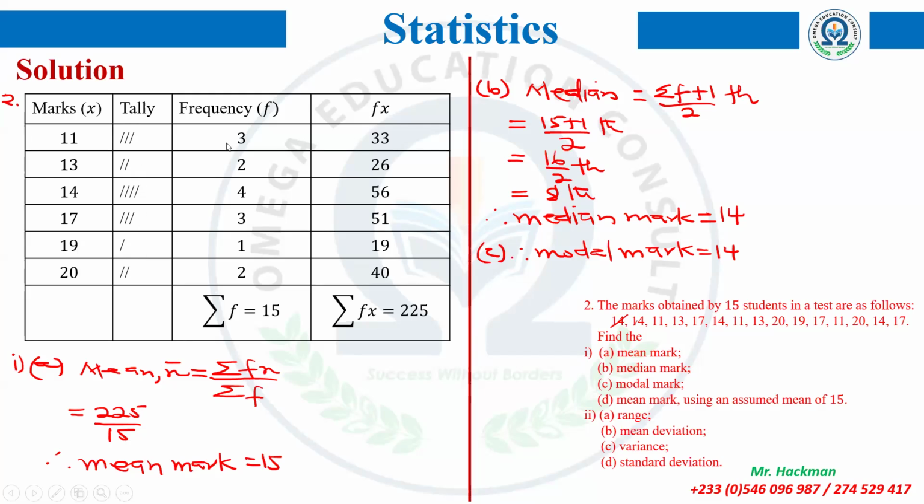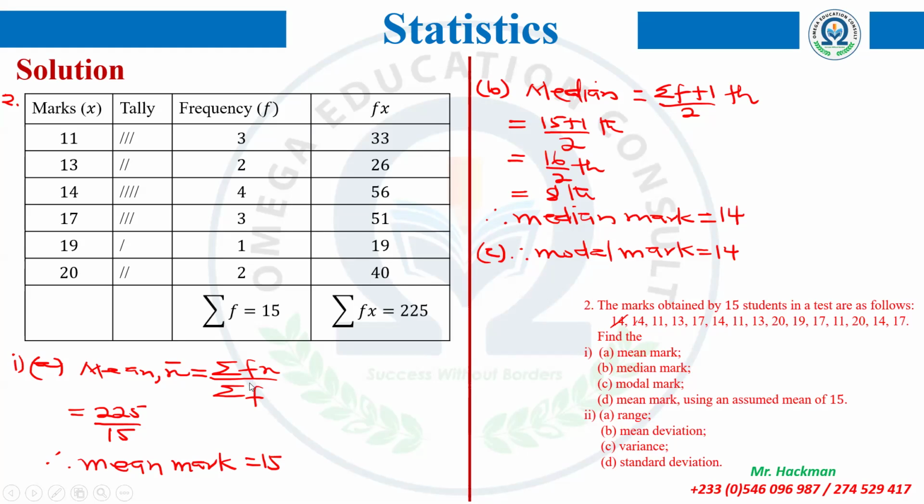After your tally, your frequency comes. So indeed, what we have here is that you move from the raw data to a frequency distribution table. After getting your frequencies, the formula will guide you as to what to do. In A, we are supposed to find the mean. You can even choose not to write x bar, just write the mean.